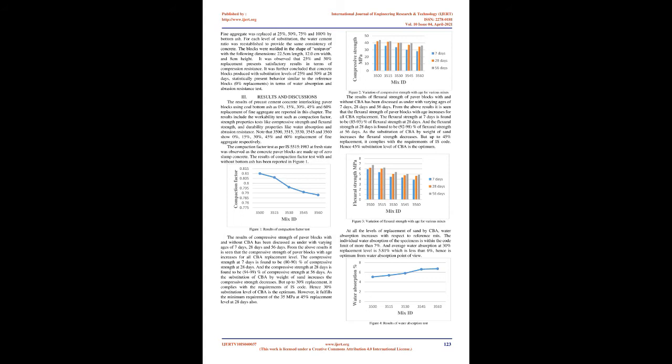3. Results and discussions. The results of precast cement concrete interlocking paver blocks using coal bottom ash as 0%, 15%, 30%, 45%, and 60% replacement of fine aggregate are reported in this chapter. The results include the workability tests such as compaction factor, strength properties tests like compressive strength and flexural strength, and durability properties like water absorption and abrasion resistance.